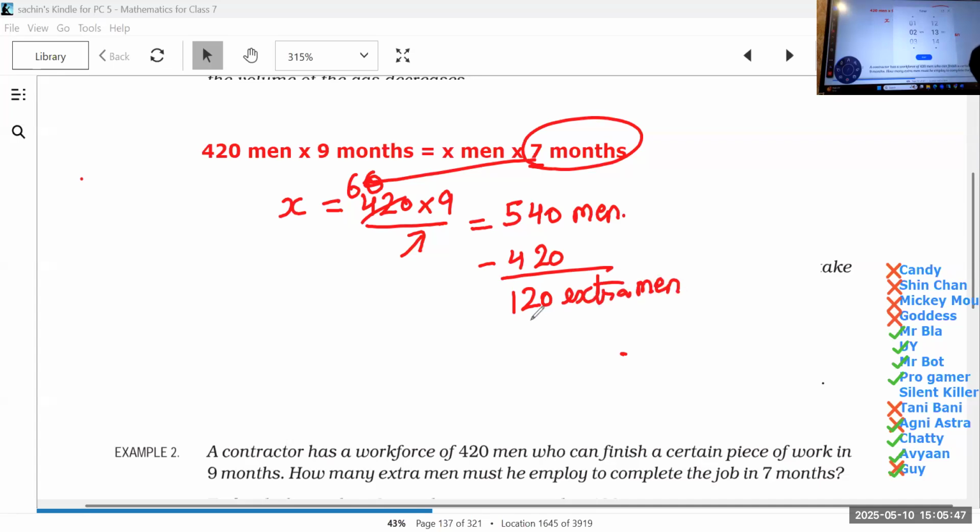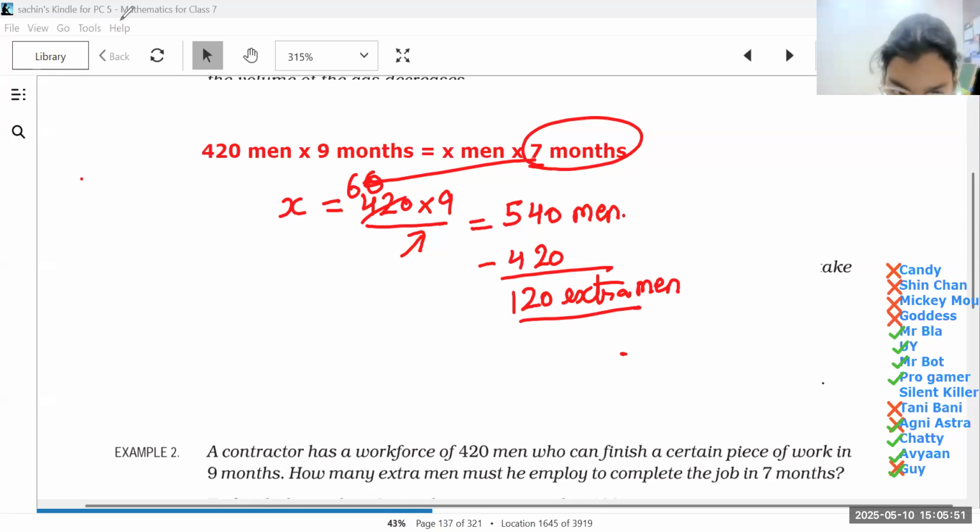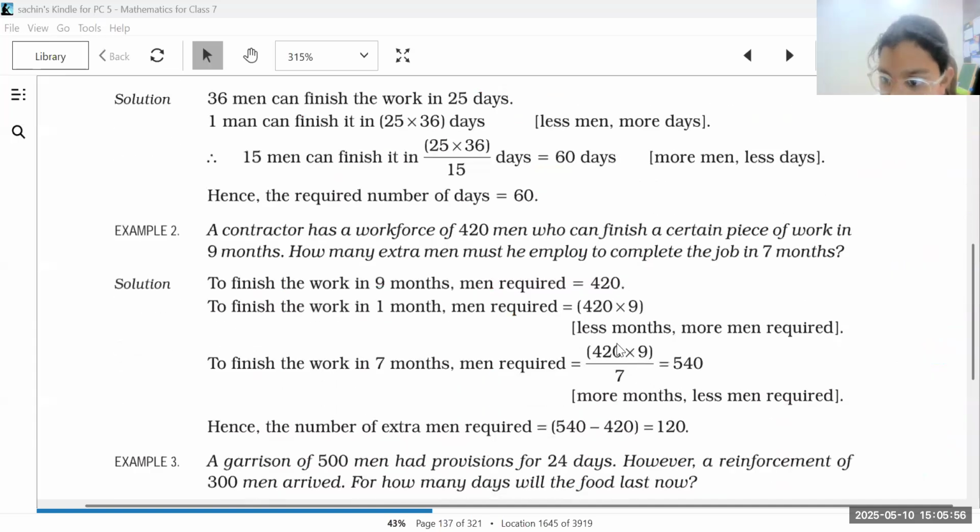All right. Yes. Okay. Next. Example third.